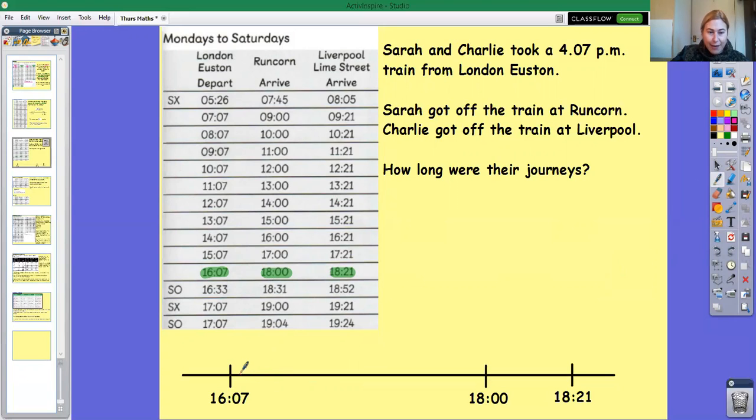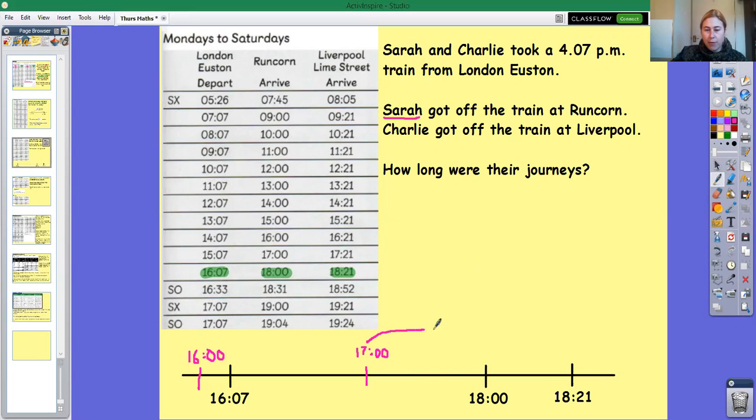So if I want to look at Sarah's journey first, if I highlight Sarah in pink, I want the length of time between 16:07 and 18 hours. So 4:07 and 6 o'clock. So I'm going to think about hour chunks because that's going to help me out. So I know if I go back to 16 hours, if I go back to 4 o'clock, I know that there's an hour between 4 o'clock and 5 o'clock. And then there's another hour from 5 o'clock to 6 o'clock.